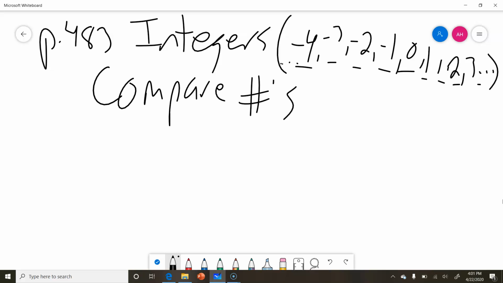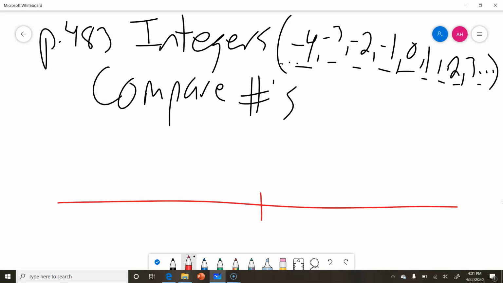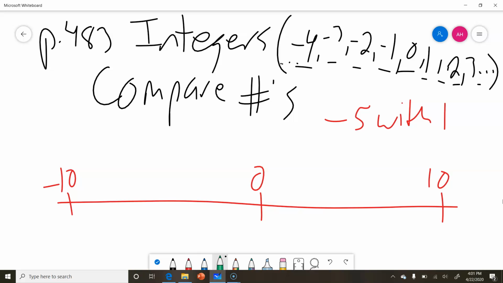Compare numbers, okay? The best way to do this is with a number line. You'll get used to it, though, as you compare. Let's say that this is 10, and way down here is negative 10. So let's compare negative 5 with positive 1. I'm going to go about halfway down here and say there's negative 5, and positive 1 is right there.